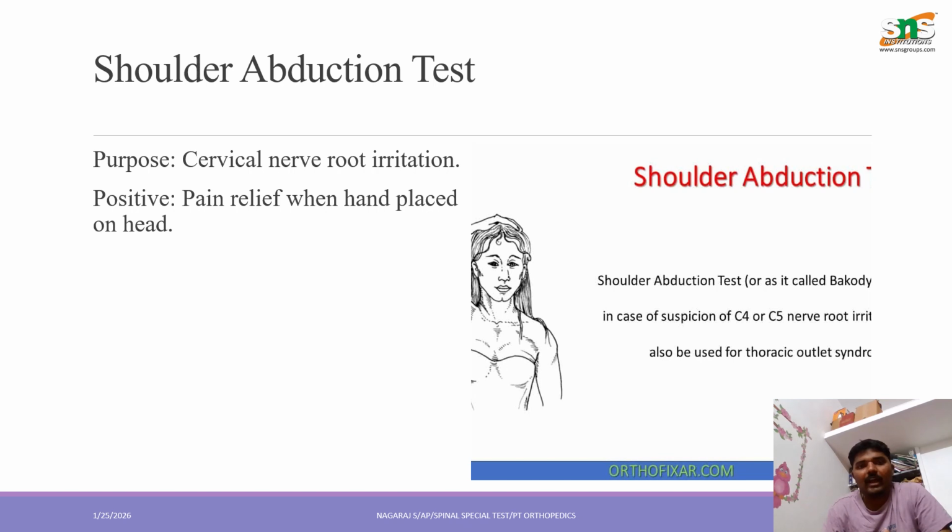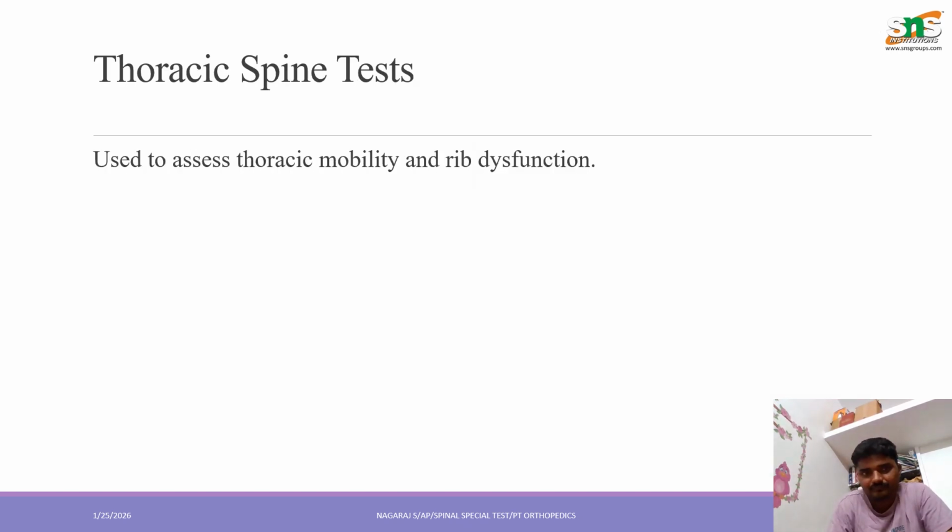Then the shoulder abduction test. The purpose is cervical nerve root irritation. Pain is relieved when the hand is placed on the head. The shoulder abduction test is also known as the Bakody sign. It applies in cases of C4 or C5 nerve root irritation, and can also be used for thoracic outlet syndrome.